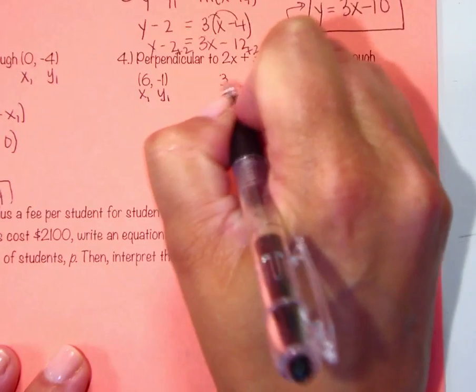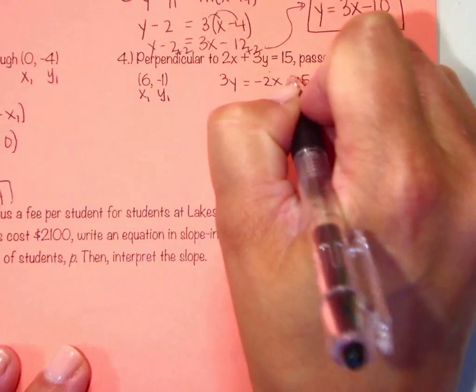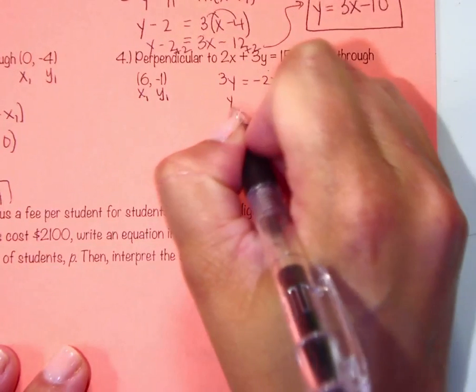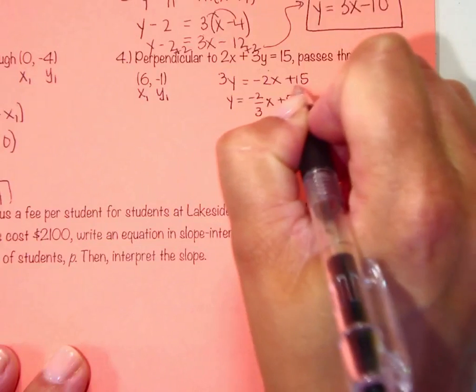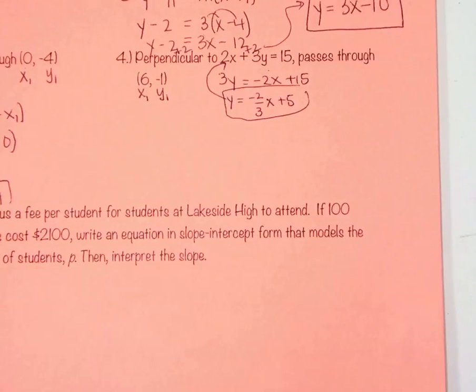So let's start off by subtracting 2x, and then we'll divide everything by 3. So writing that given line in slope-intercept form.